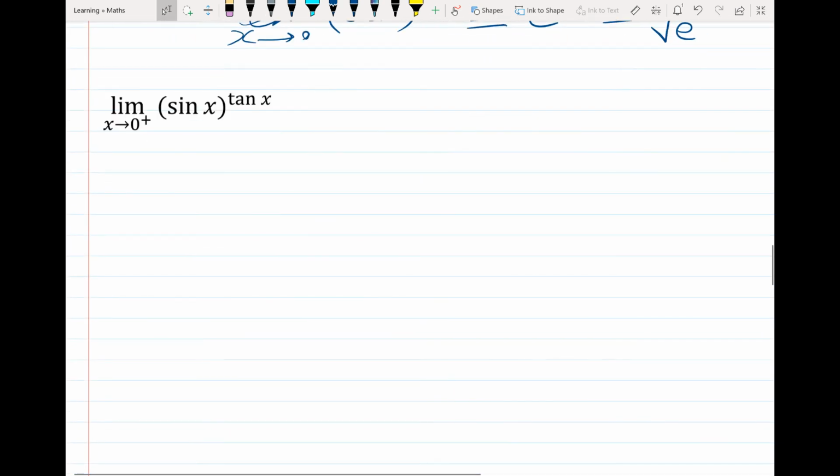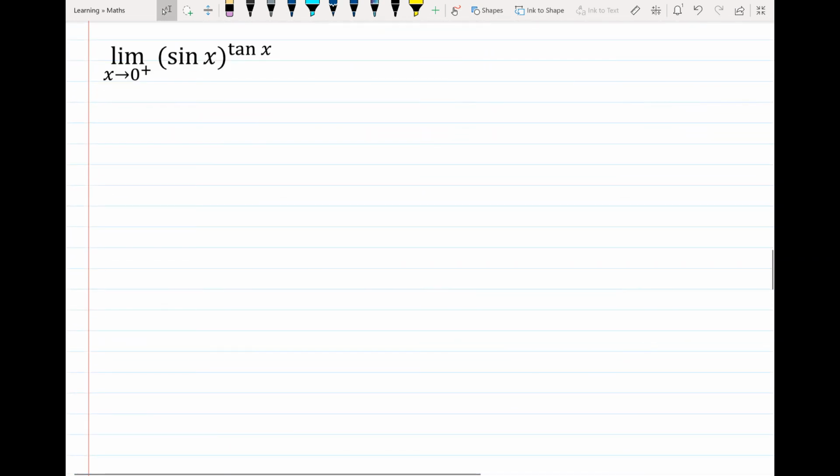Let's do another example. Limit of sine of x to the power of tangent of x as x approaches 0 from the right. First we plug in 0 for x and we get sine of 0, which is 0, to the power of tangent of 0, and we know that tangent of 0 is also 0. So this limit is in the form of 0 to the power of 0, which is an indeterminate form.